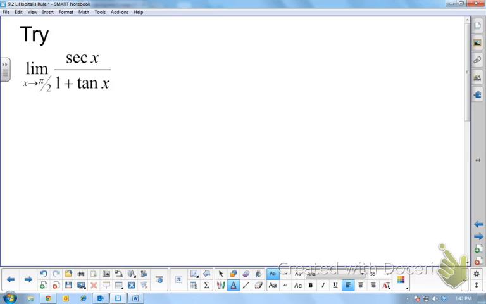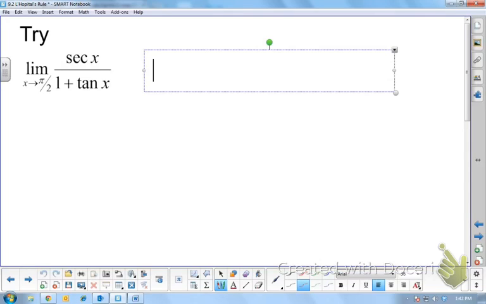So what happens when we plug in pi over 2? It comes out as infinity over infinity.